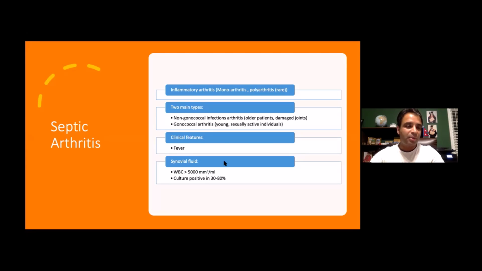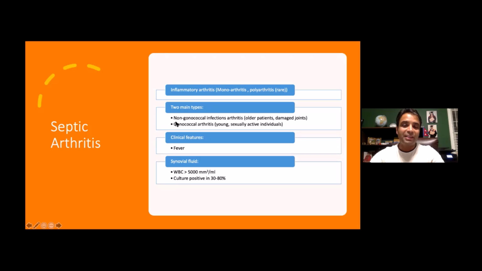Now, one type of inflammatory arthritis is septic arthritis. They usually present with features of inflammatory arthritis, and it could be either monoarticular or polyarticular. Typically, it is monoarticular, and polyarticular is relatively rare, but that could happen, particularly in the non-gonococcal form of septic arthritis. There are basically 2 forms: non-gonococcal infectious arthritis, particularly prevalent in older patients and patients who already have a damaged joint, like an osteoarthritic joint.